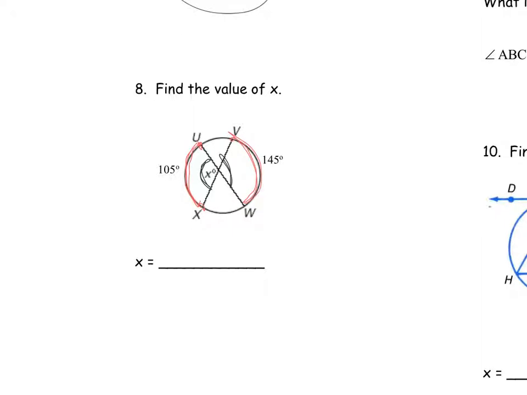You're going to add those and then divide it by 2, or multiply by a half. So 145 plus 105 is 250. Divide that by 2 and it's 125. And that's it.